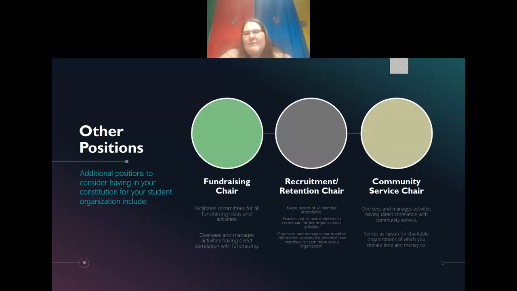And then lastly, the one I've used as an example a lot, the community service chair position. This one will be one where they oversee and manage activities having direct correlation with community service, serving as a liaison for charitable organizations which you are donating your time and money to. So coordinating who's doing different volunteer opportunities, making sure you send reminders to your org members who are coming, keeping track of those commitments from your org, reaching out to your community partners. If you're doing a donation drive, taking those in and making sure that you're working with the PR person to get good publicity for your org, those types of things.